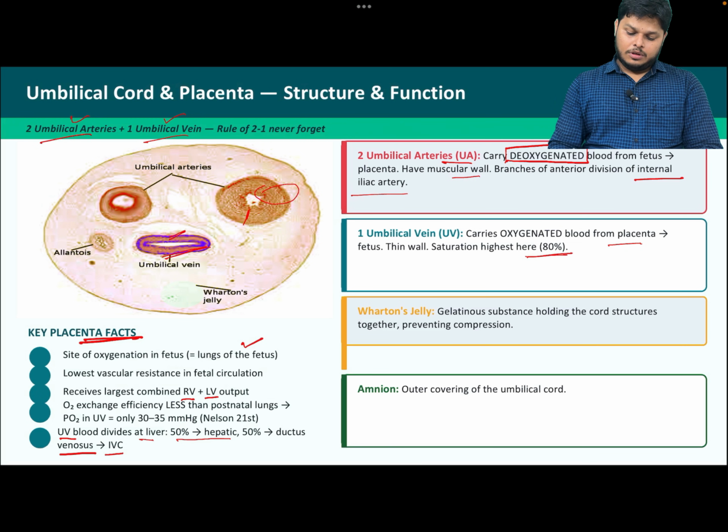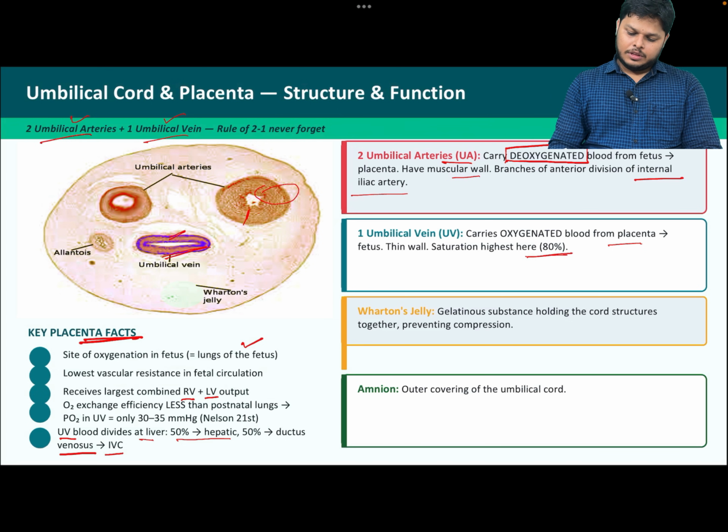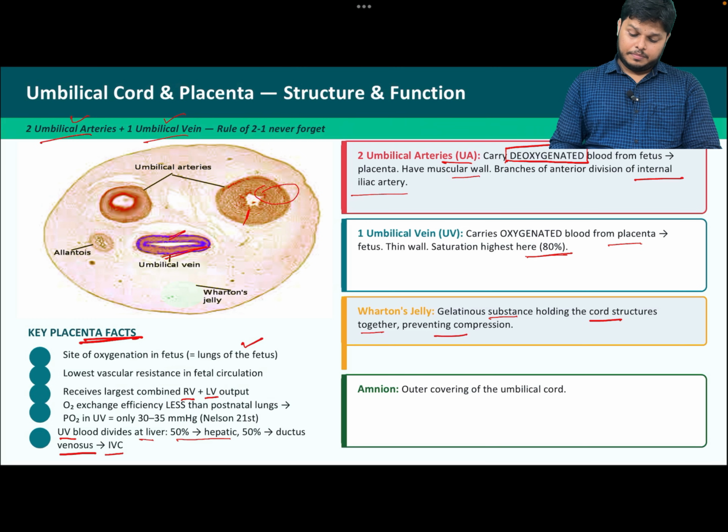Okay, Wharton's jelly. Everything is put together into a jelly format. It is actually a jelly-like thing in which these structures are embedded. It is a gelatinous substance holding the cord structures together, preventing compression. Anywhere there is fetal distress, the cord structure should not be compromised, because these are the only structures that provide the nutrition and exchange of gases. So, in order to prevent the compression of the cord, the Wharton's jelly does its part.